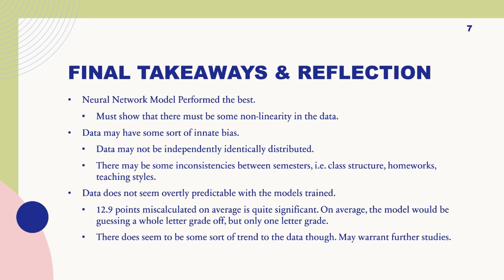So that's the final point: the data does not seem extremely predictable. Right, 12.9 points miscalculated on average is pretty significant. I feel like I would much prefer a model to be much more accurate than that. But at least it's only off by 1 letter grade. It's a whole letter grade, but it's only 1 letter grade. But the models do seem to trend to a specific average, guessing incorrectly between 12 and 15 points on average. So there does seem to be some kind of trend here, which may warrant future study, who knows.